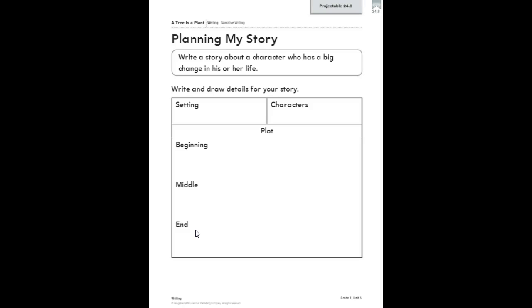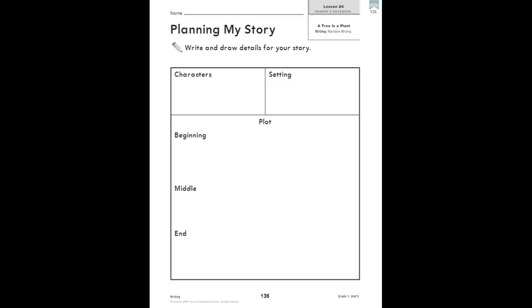This is found in your reader's notebook, page 136. That's where you are going to plan your story. So here's your planning. You are going to look at the headings on this graphic organizer and put the information where you need it to go. We have a box for your characters and their description, a box for the setting and its description. Remember, you're just writing details. You're not writing complete sentences in your graphic organizer, just story details.